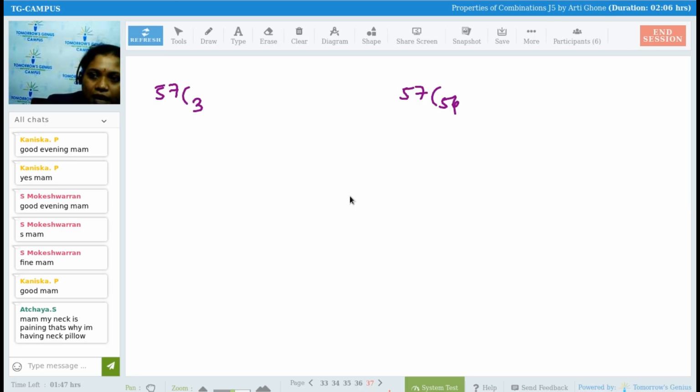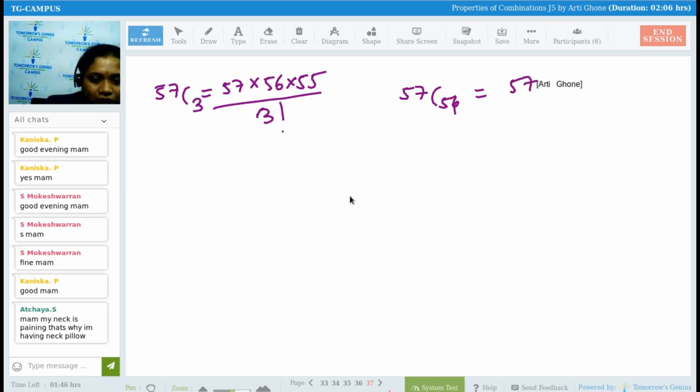Getting my point? It is not easy to go up to the 54. This is fine, we can sort out 57 into 56 into 55, just 3 terms divided by 3 factorial. Clear? But this is not done. 57 into up to 54 terms.